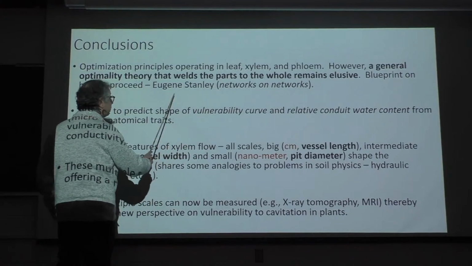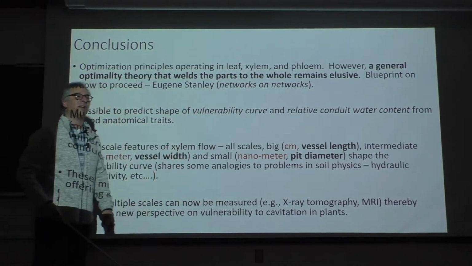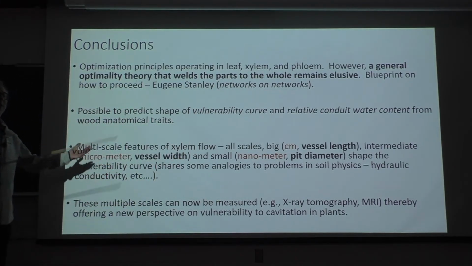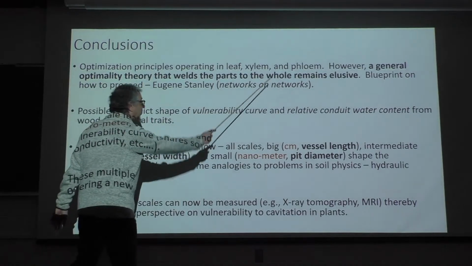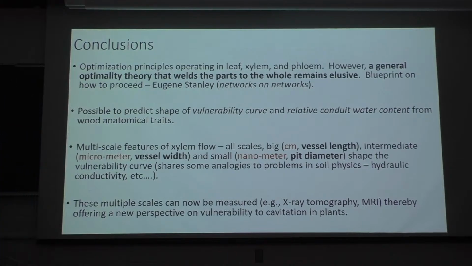On the other hand, networks that co-evolve with other networks, so there is an evolutionary process where the network grows with the constraints from the other network, and therefore their co-evolution actually generates a network on network. These tend to be way more robust, and these are general results that are coming from network theory. We have also shown that it's possible to predict the shape of the vulnerability curve and the relative conduit water content from wood anatomical traits.